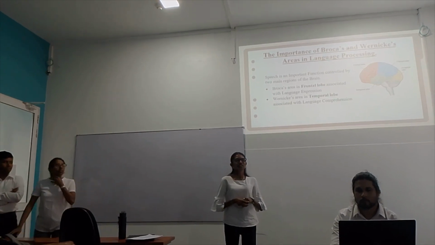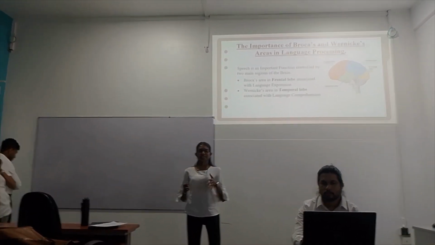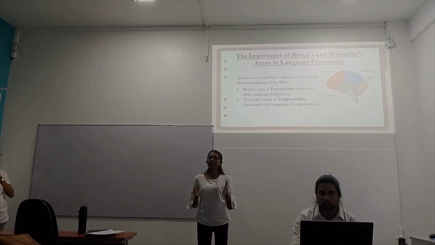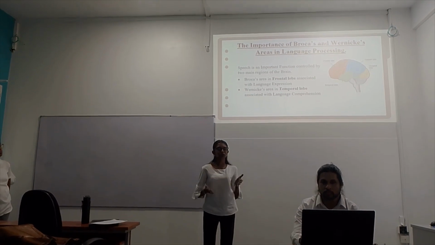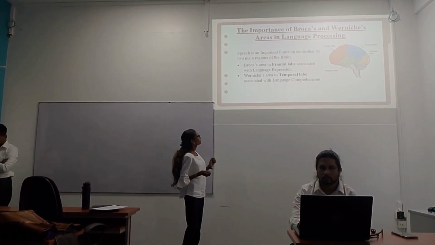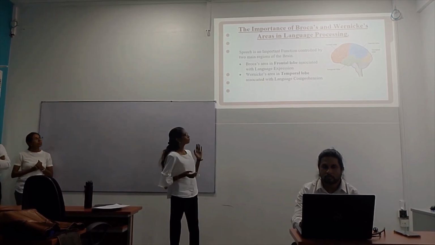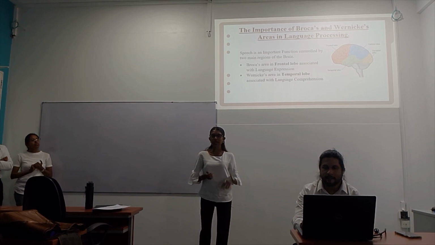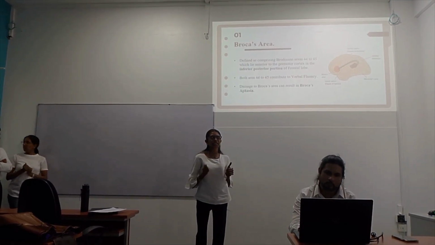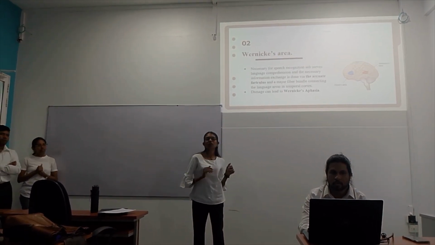Thank you, Nidara. So I'm going to talk about the importance of Broca's area and Wernicke's area in language processing. First of all, speech is an important function, and it goes with language. In the brain, there are 2 main regions for language. The first area is Broca's area and the other one is Wernicke's area. Broca's area is situated in the frontal lobe and Wernicke's area is situated in the temporal lobe.